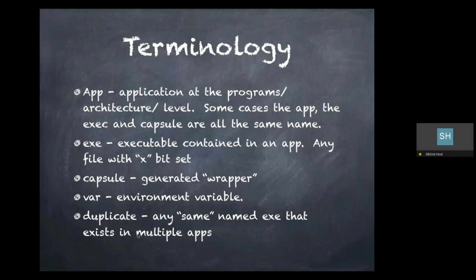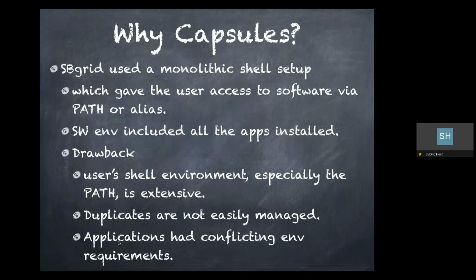So why did we go to capsules? Jason touched on this a little bit. Initially, the SBGrid environment was set up as this huge shell. When you have 10 programs, it's not so bad. And when you have 20, it's not so bad. But as you start to add more and more and more, it becomes unwieldy. We gave users access to the executables that they needed through path or alias. And the environment was set up with everything that was needed for all apps. The big drawback is that the shell environment, especially the path, is very extensive. There's not an easy way to manage duplicates, and applications oftentimes had conflicting environment requirements, which means if you're the person doing the installation, you had to take that into account so that the user could use the software.